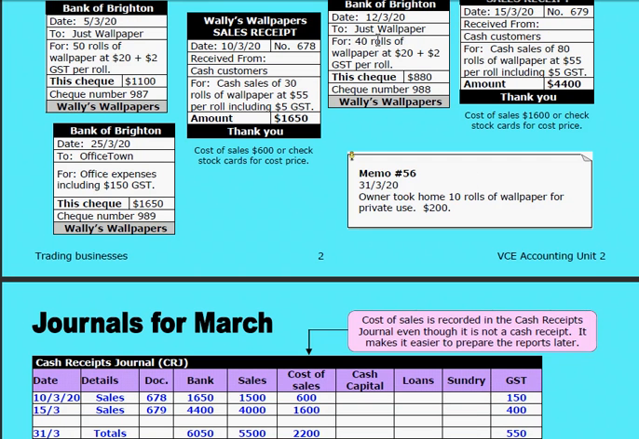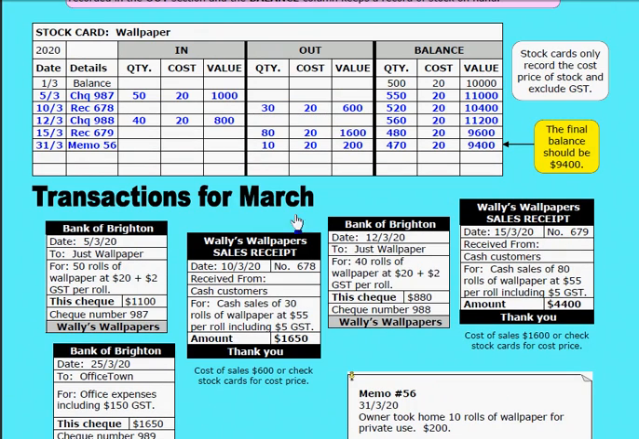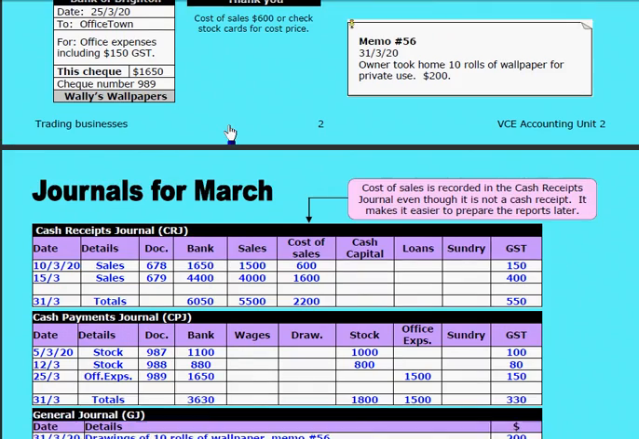The next transaction to record is another cash purchase, 40 rolls of wallpaper, $20 plus $2 GST. So just like the first transaction, the date, stock, document number, full amount goes into the bank column, $800 stock, $80 GST. Notice, of course, if you went back to the stock card, you could see that $800 there. In the stock card, that's the purchase excluding GST. So there it is, stock, $880 including GST, $800 excluding GST, and there's the GST.